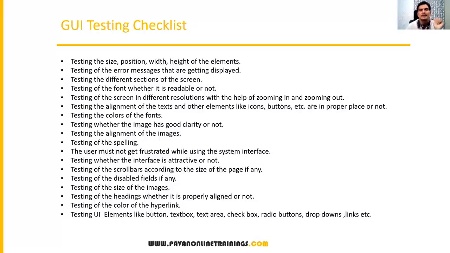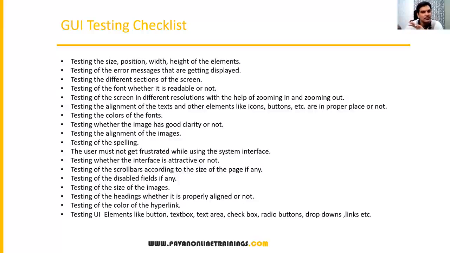And testing of the disabled fields, if any. What do disabled and enabled mean? Suppose a text box is there, and that text box is disabled. Disabled means we cannot enter any data into the text box. Suppose a name field is there, in which we have to provide our name. If the text box is in a disabled state, we cannot provide the name. So testing the disabled fields, we especially have to test, and this comes under GUI, and sometimes it comes under functional also.